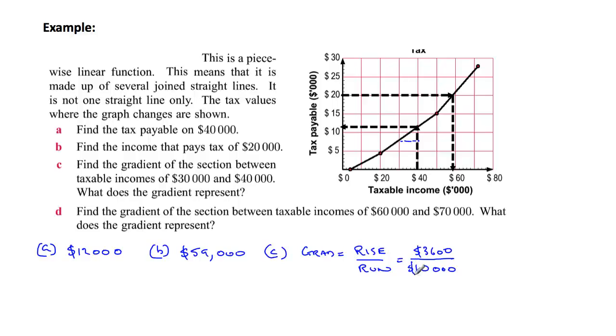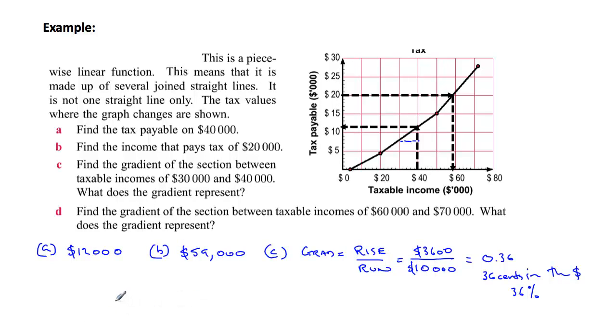So that's $10,000. Every $10,000 along, you pay $3,600 tax, which gives you a gradient of 0.36, or another way of saying this is 36 cents in the dollar of tax. So 36% tax in this case. So we can write that down as well. Anything between $30,000 and $40,000, you pay 36% of that in tax.